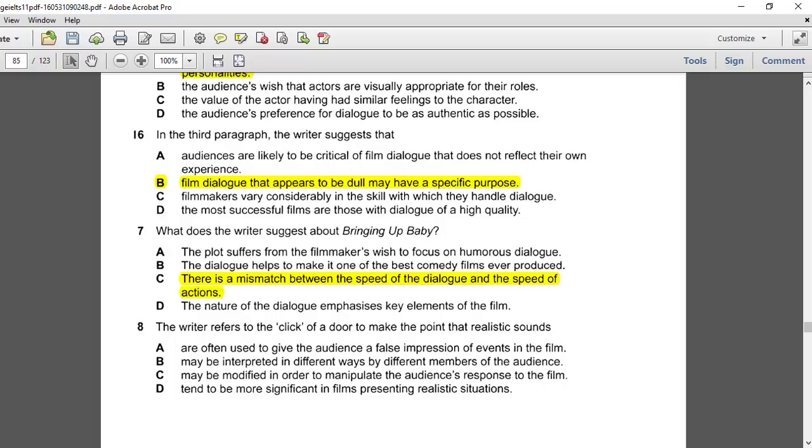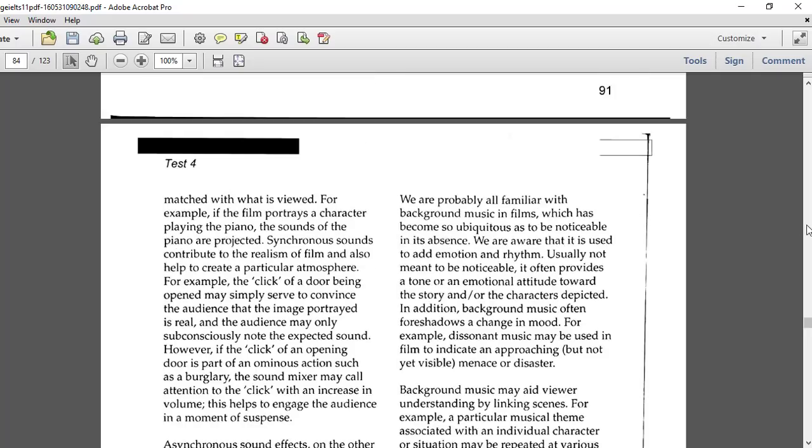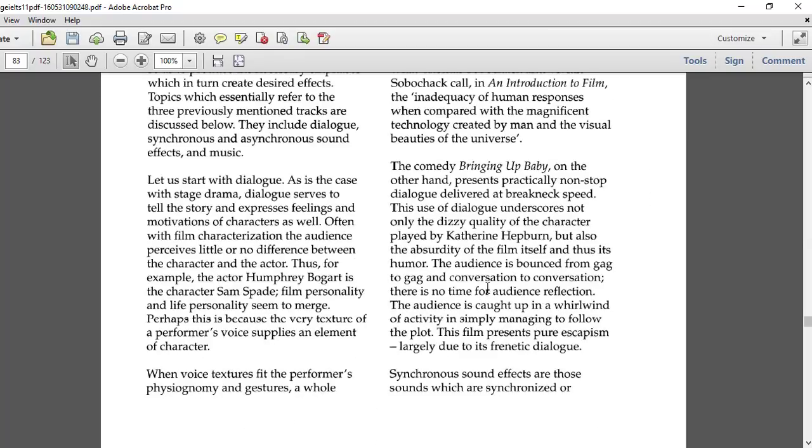Number 18, the writer refers to the click of the door to make the point that the realistic sounds. Okay, let's look at the click of the door. We stopped here, not here. Okay, it's the following page.